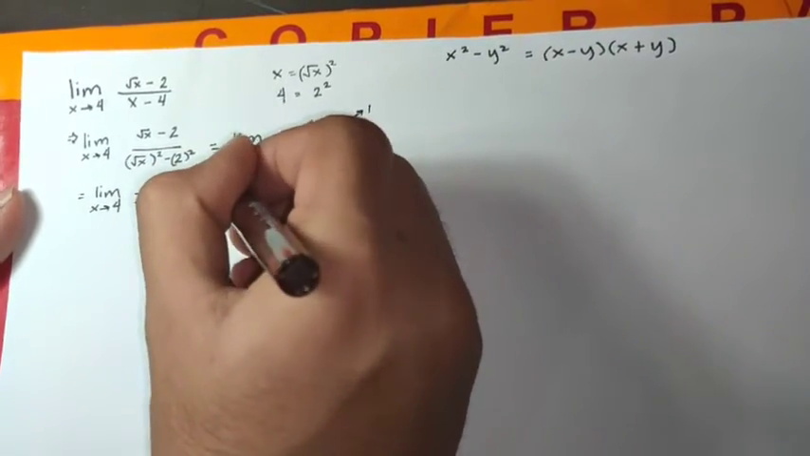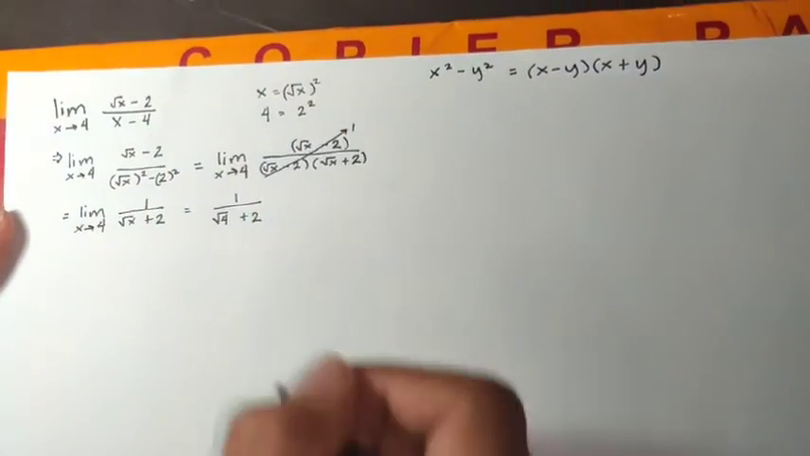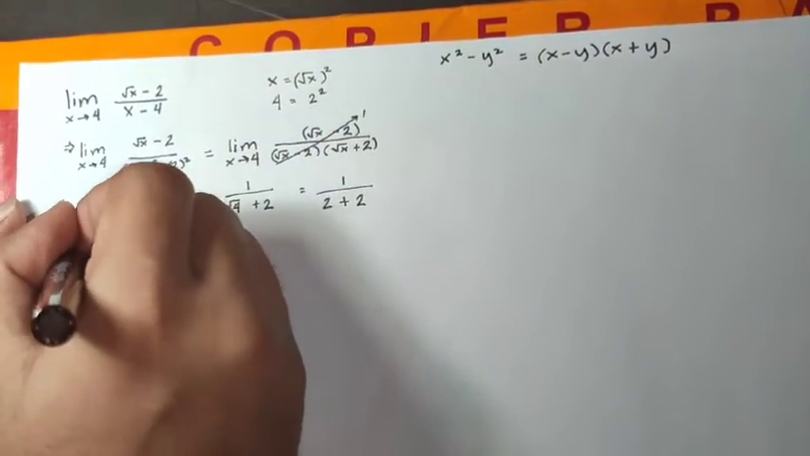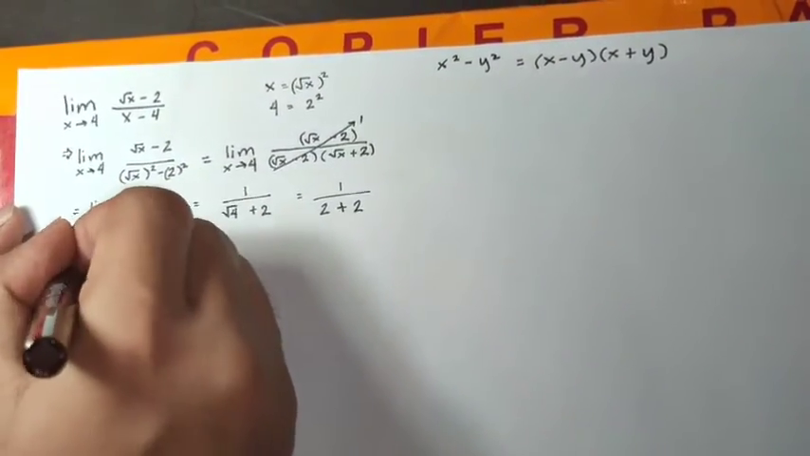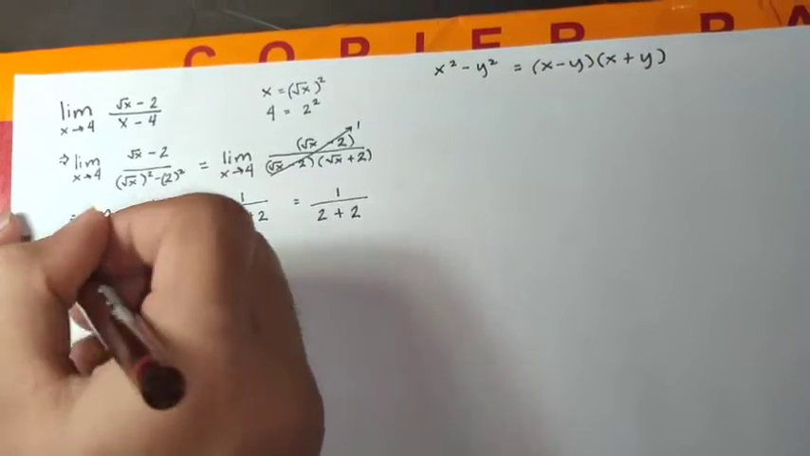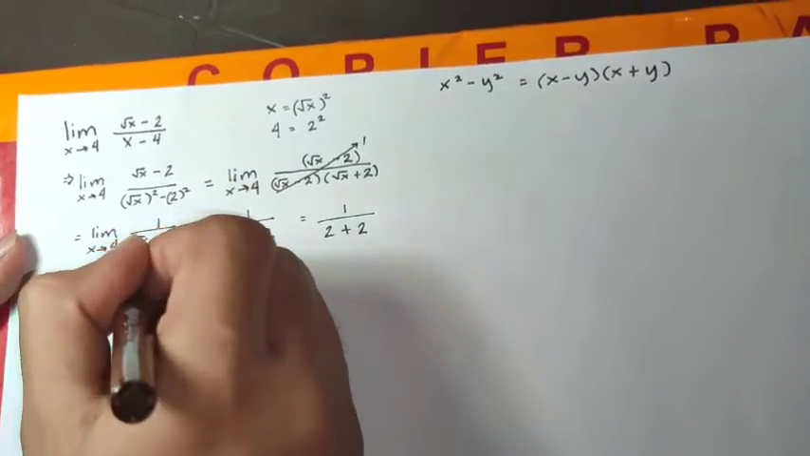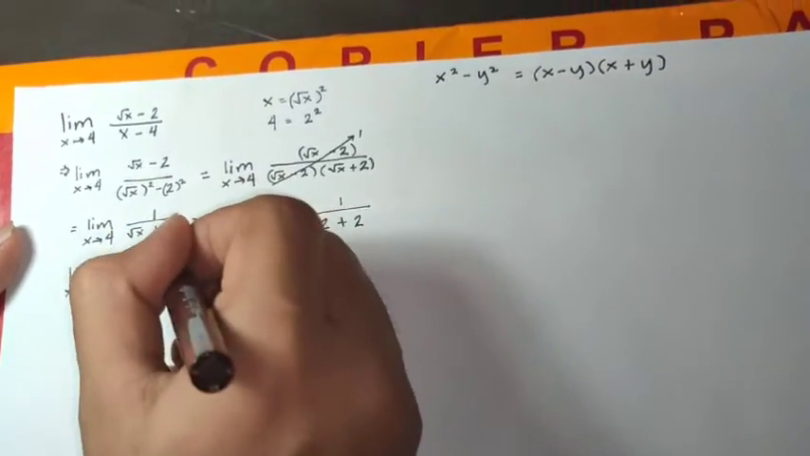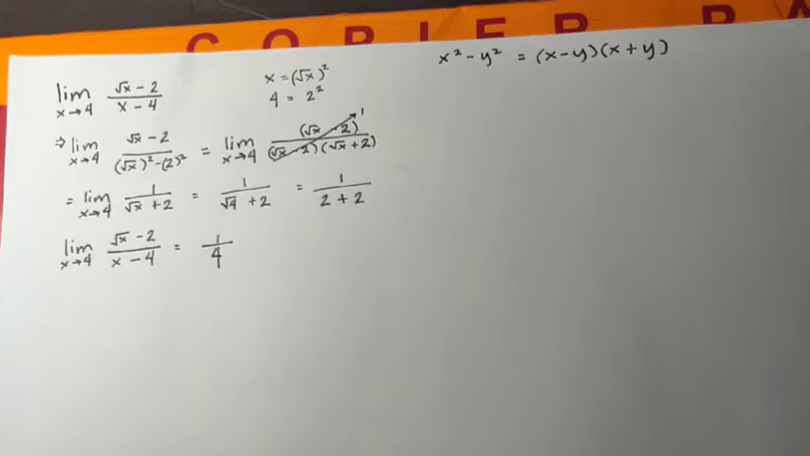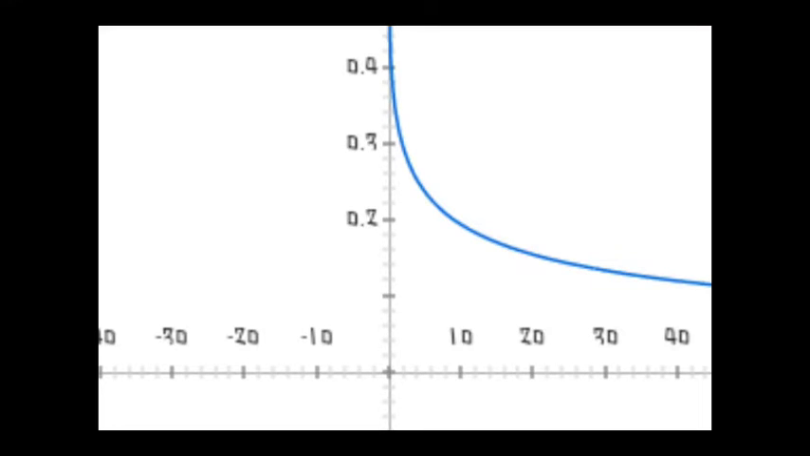We can now try to directly substitute 4 into the equation. 1 over square root of 4 plus 2. Doing some algebra, we will have 1 over 2 plus 2, which is equal to 1/4. Therefore, the limit of the square root of x minus 2 over x minus 4 as x approaches 4 is equal to 1/4. It is represented by this graph.